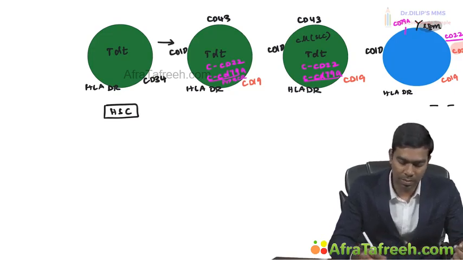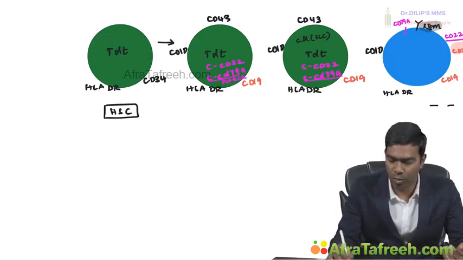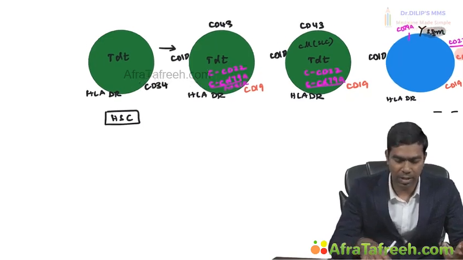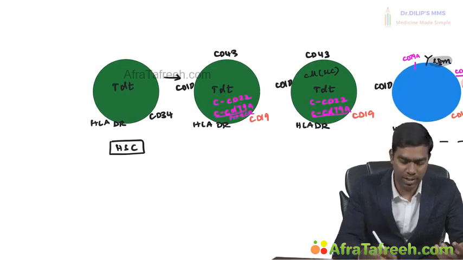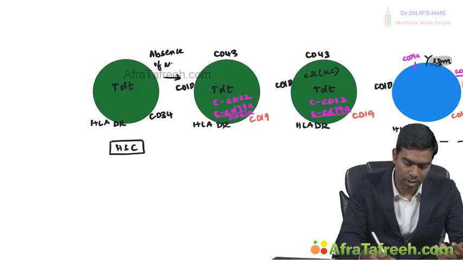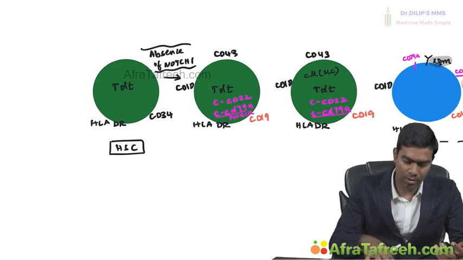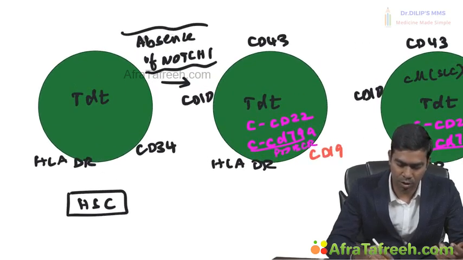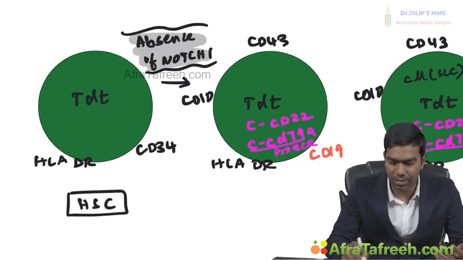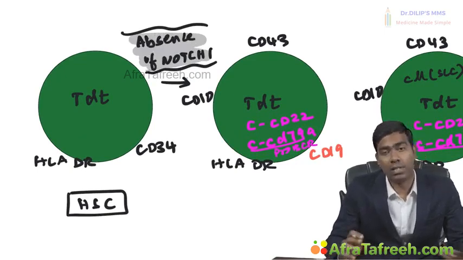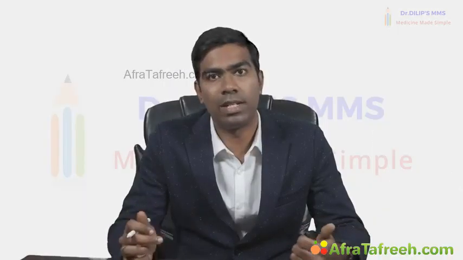What makes the stem cell commit into the B cell lineage or the T cell lineage is very important. It's the absence of Notch signaling. I told you it's the absence of Notch1 signaling. So that is very, very important. This absence of Notch1 signaling is the one that commits the stem cell to the B cell lineage. The presence of Notch signaling commits the stem cell to the T cell lineage.